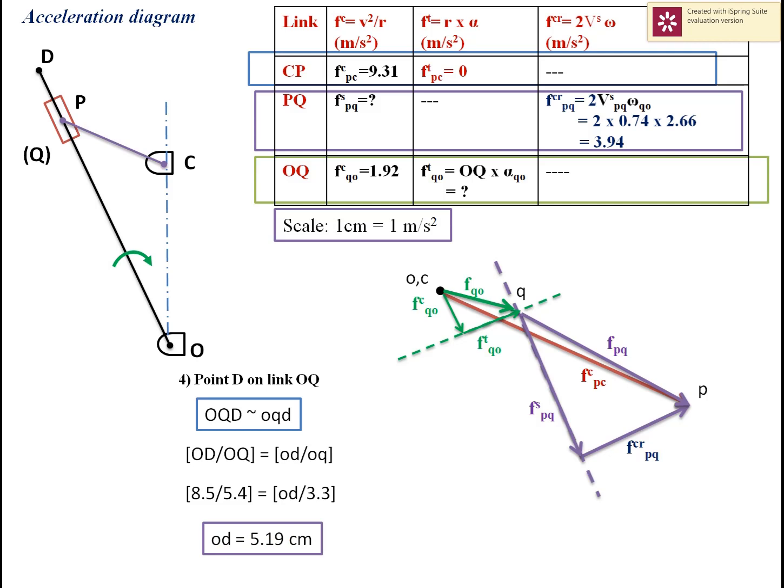Now we'll plot the point D in the same sequence. We'll read the sequence in configuration diagram, sorry. So O, Q, D straight. So in acceleration polygon, O, Q, D straight, such that OD is 5.19 centimeters. So here is point D, which is at 5.19 centimeters from O in the same sequence, O, Q, D straight.